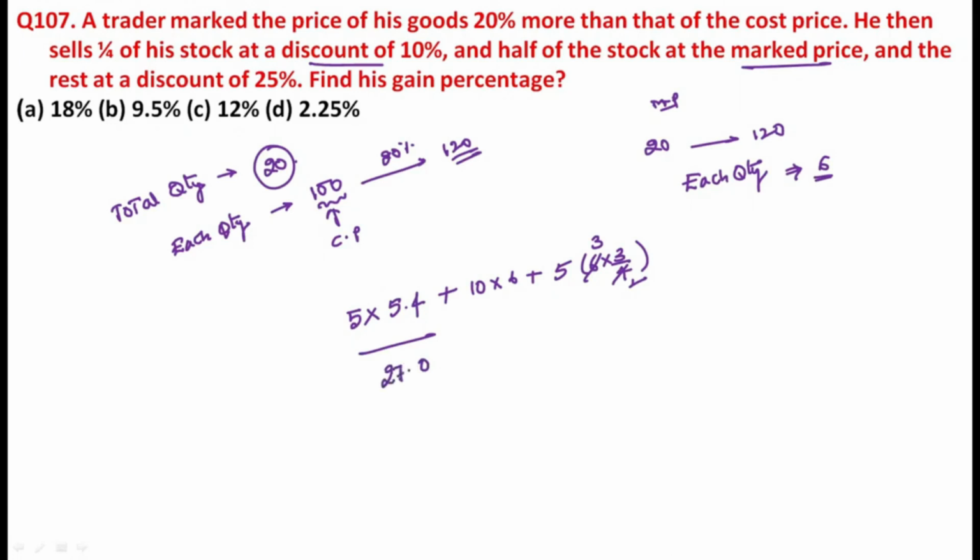27 here. So the next value is 60. And the next value is 4.5 guys. 5 into 4.5. So 5 fours are 20, 5 fives are 25, 2.5. Now the total value here is 109.5. Here the question: find his gain percentage.